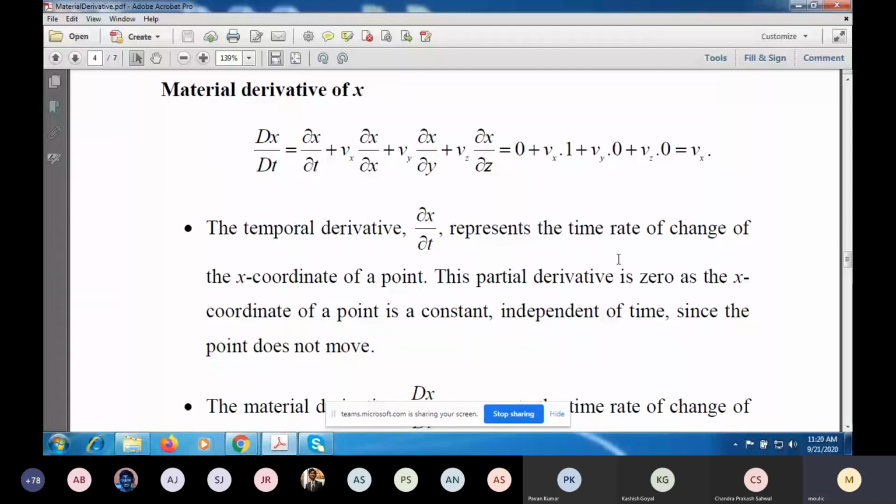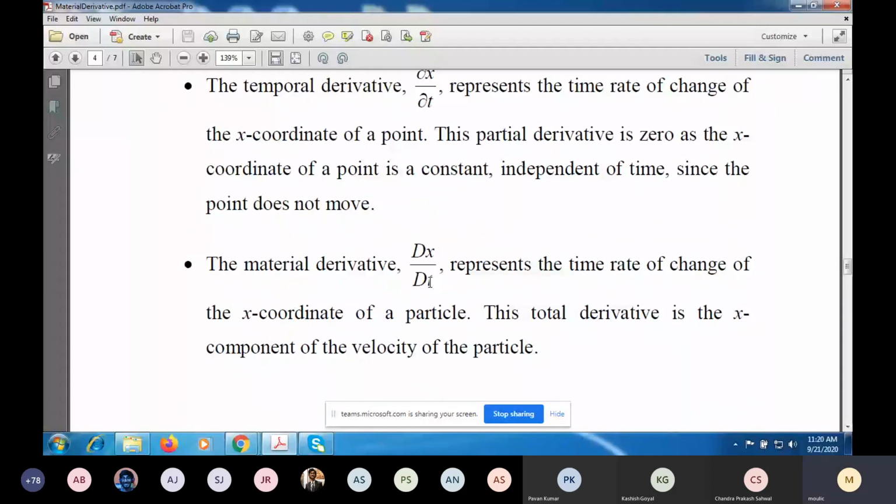To emphasize this, I've written it in words. The temporal derivative or the Eulerian derivative, ∂x/∂t, represents the time rate of change of the x coordinate of a point which is fixed. So this partial derivative is 0, as the x coordinate of a point is constant, independent of time, since the point does not move. Now, the material derivative dx/dt, or the Lagrangian time derivative, represents the time rate of change of the x coordinate of a particle. And this total derivative is the x component of the velocity of the particle.